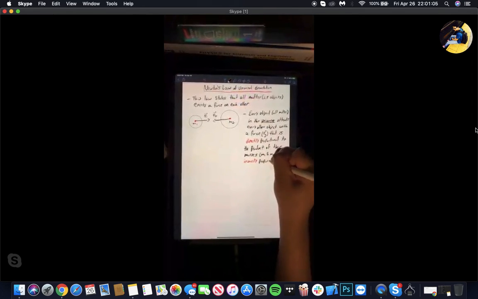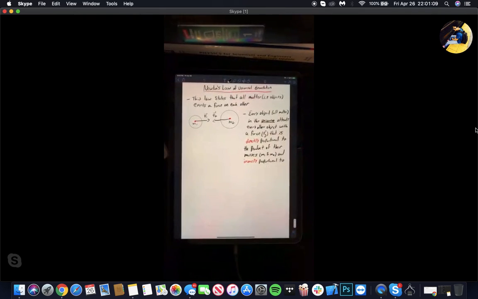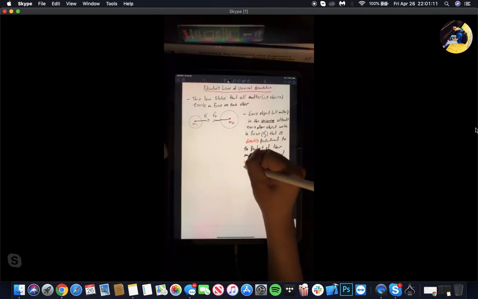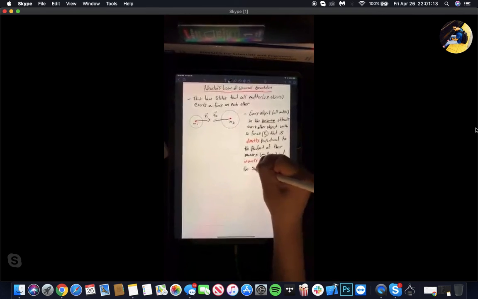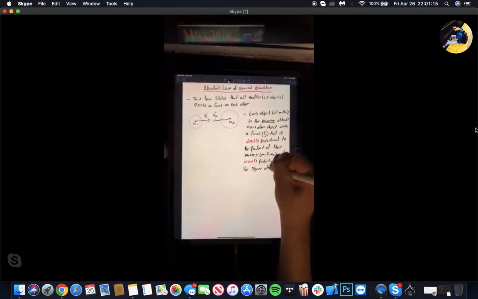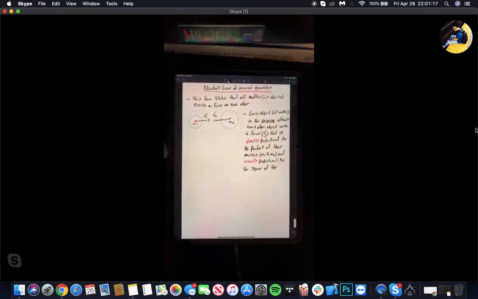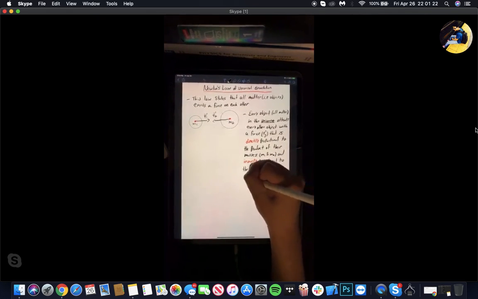Inversely proportional, which is the opposite, flipped upside down. It's on the denominator. Numerator, denominator flipped up. To the square. Oh man, this is some long stuff. I need to see it in a mathematical way.